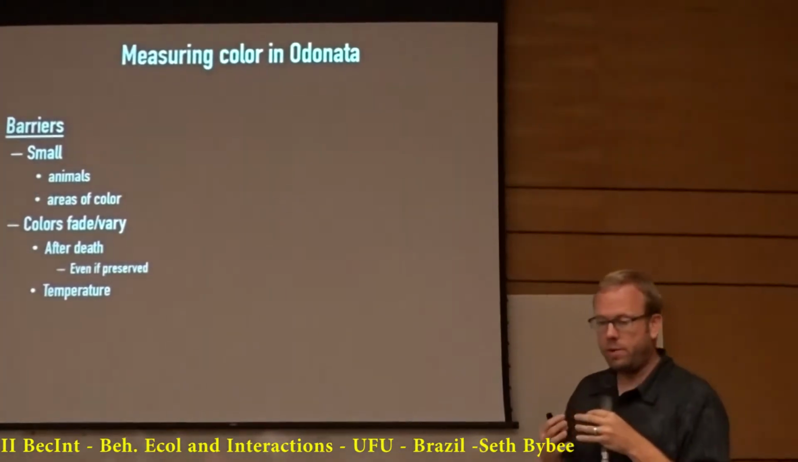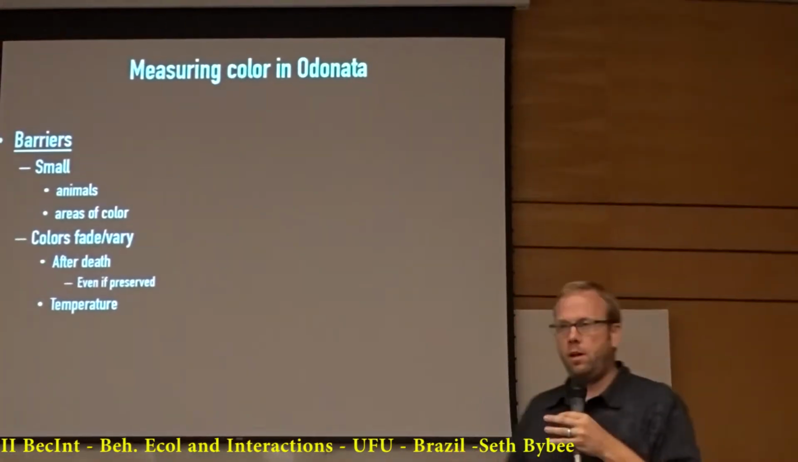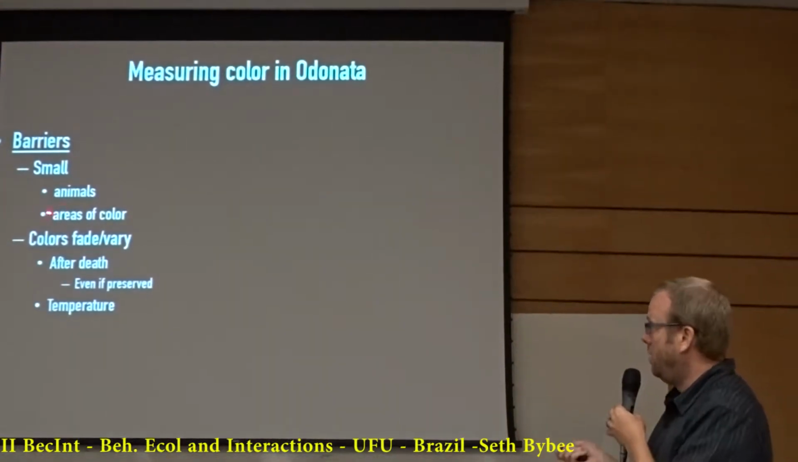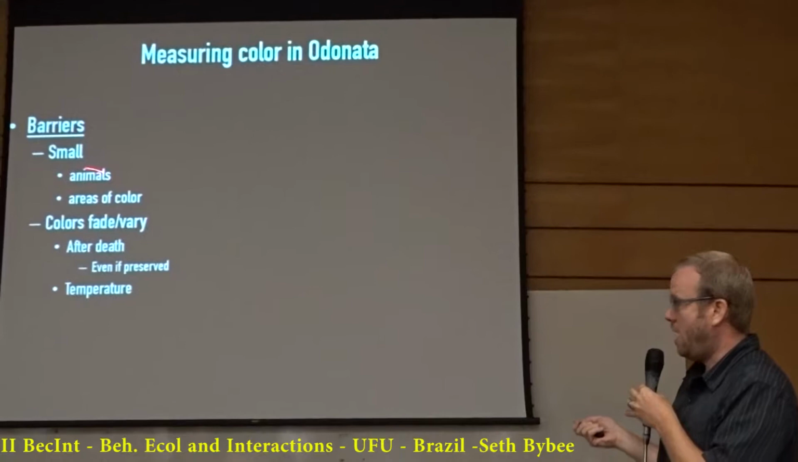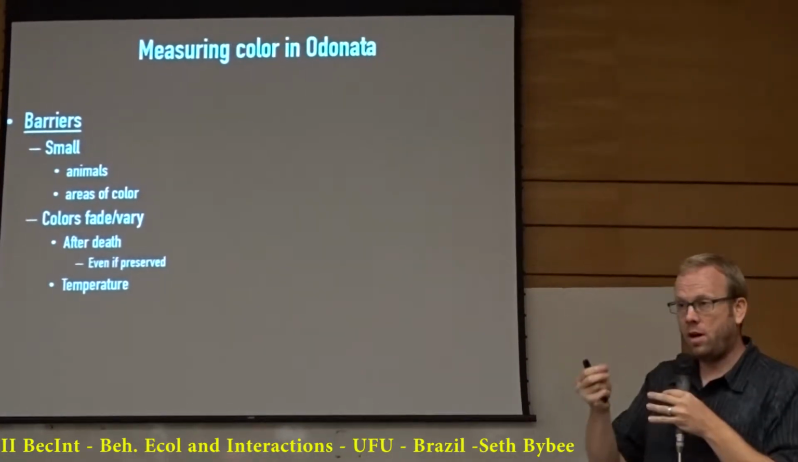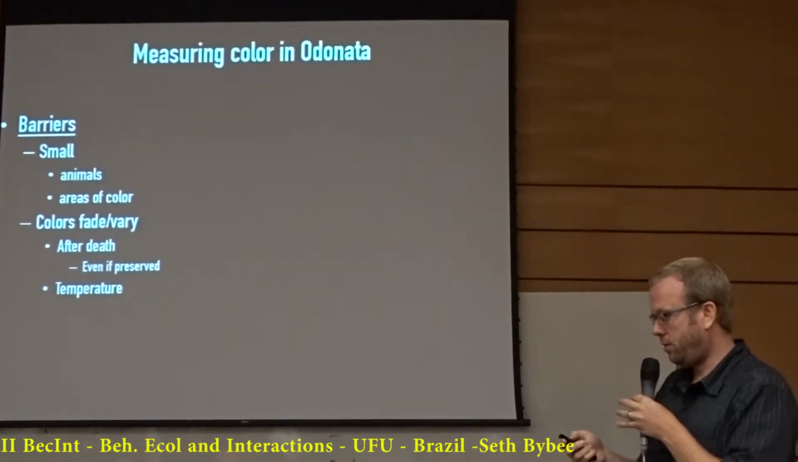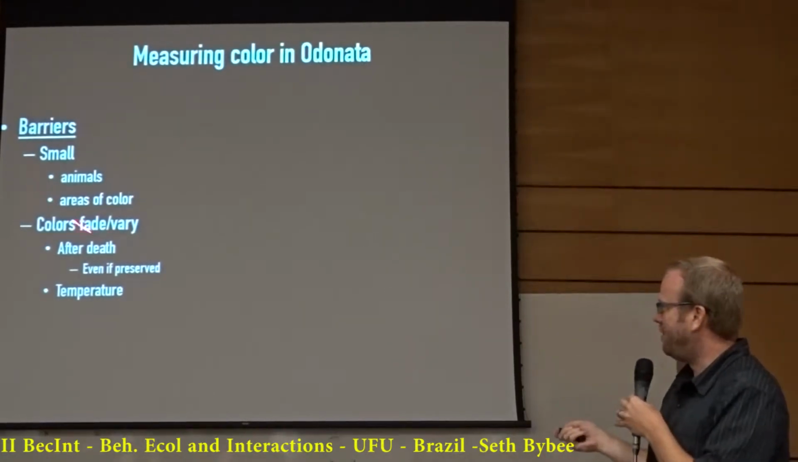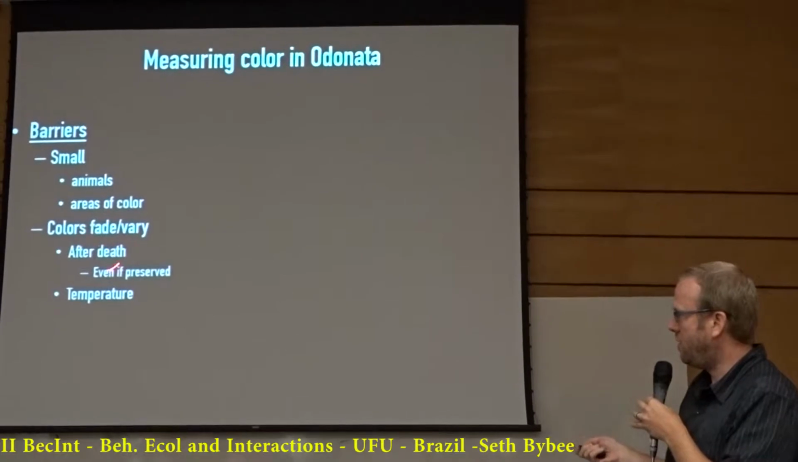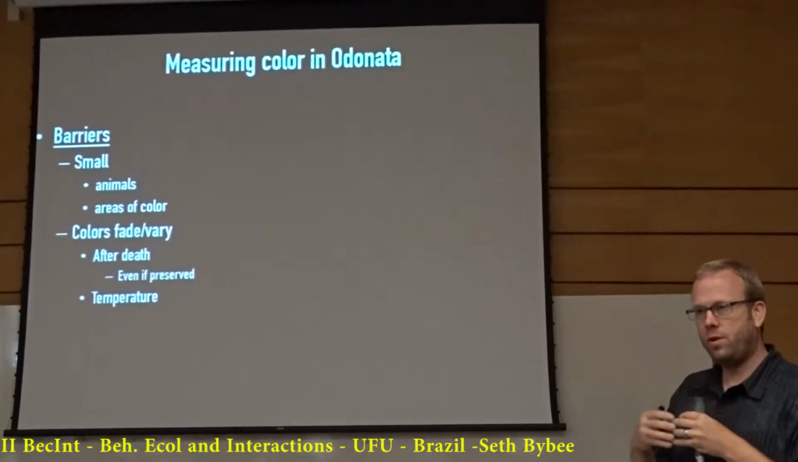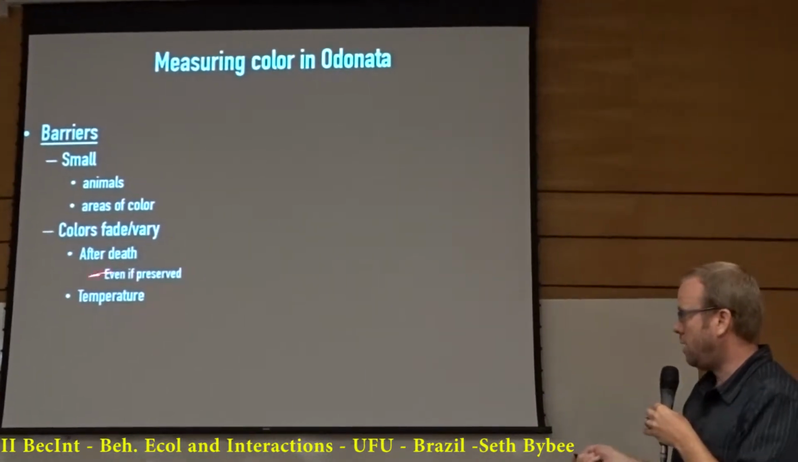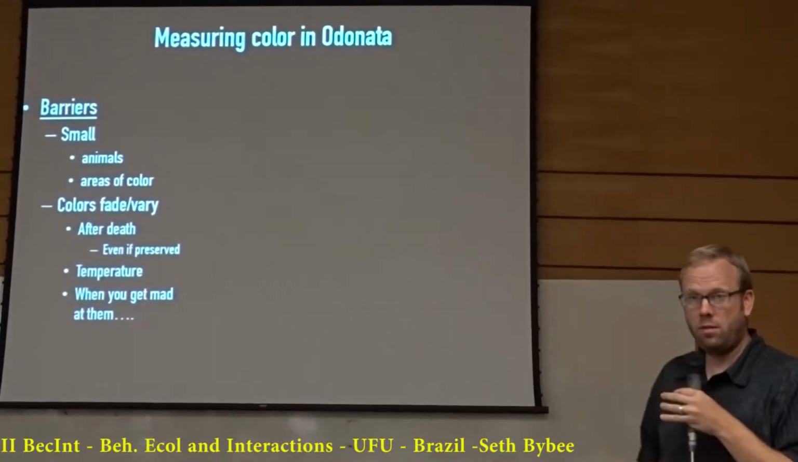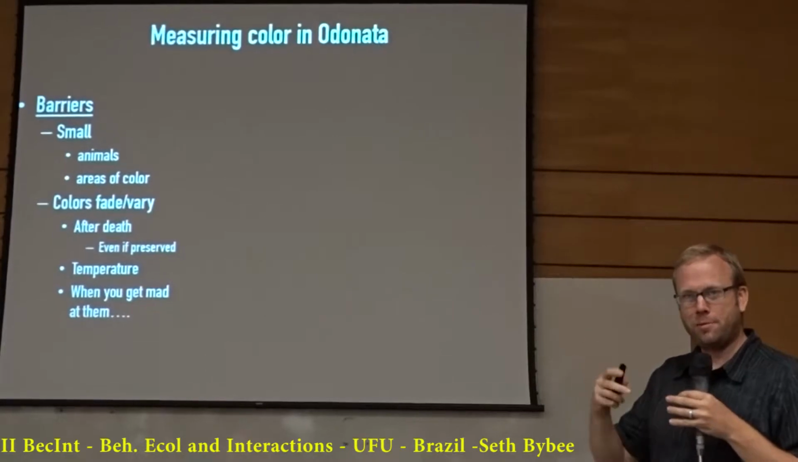So in order to do this, we went out and we had to measure color. And measuring color in odonates is really hard, okay? Because the animals themselves are small, but the areas of color can also be very small, which is difficult to measure. I see some of you nodding your heads, trying to do it, right? The color fades and it varies, so after death, even if you preserve them well, the color can fade and change. Temperature causes fluctuation in color, right? Even when you get mad at them, the color fades, right? They're like little children, you know.